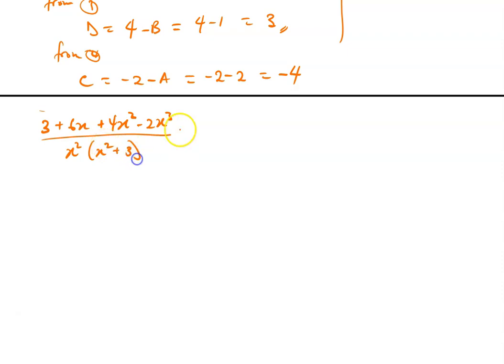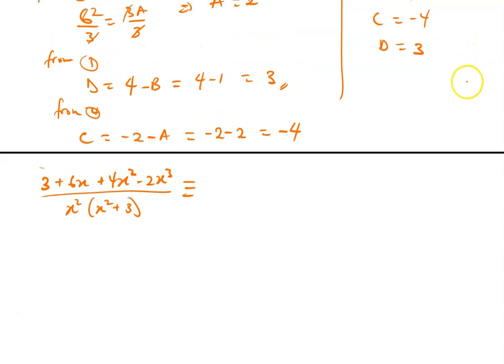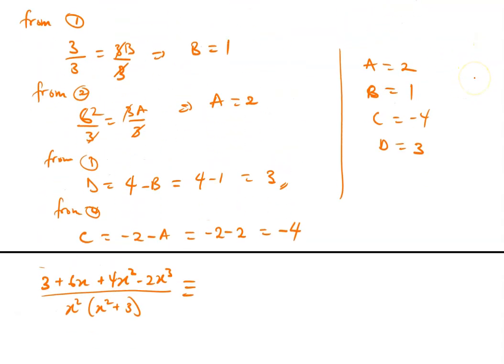squared plus 3 is identical to what? It's identical to the a was 2, so we are going to get 2 on x, plus the b was also x squared, so 1 on x squared, then plus minus 4x, very good, right, plus 3, all divided by x squared plus 3, very good.